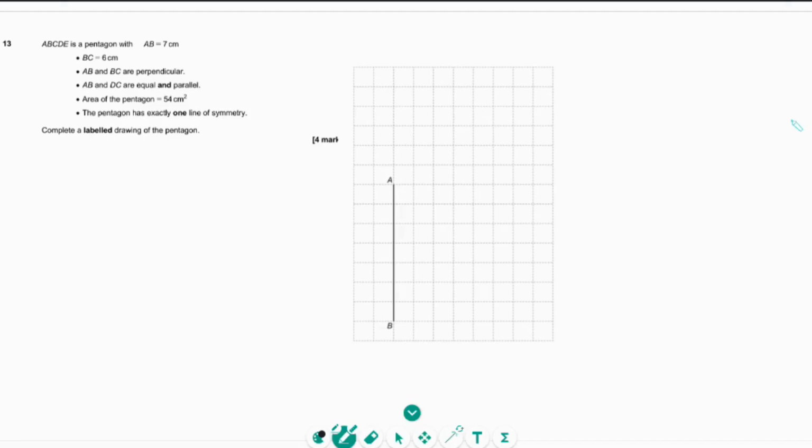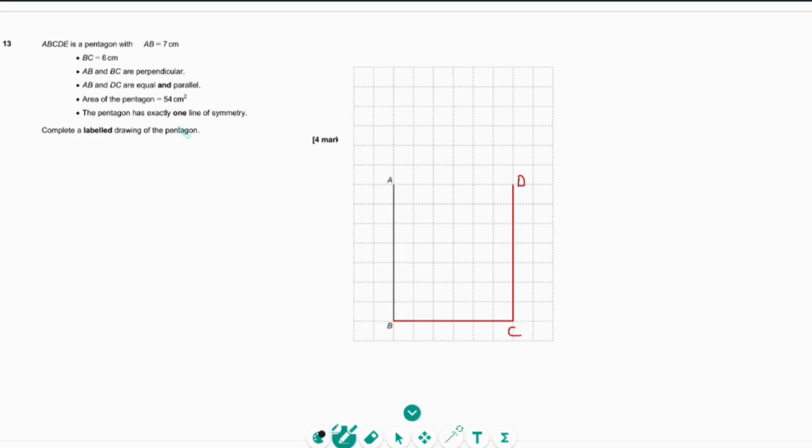ABCD is a pentagon with AB equals 7 centimetres. BC is 6 centimetres. AB and BC are perpendicular, which means they're at right angles. So we need 6. 1, 2, 3, 4, 5, 6. AB and DC are equal and parallel. Area of the pentagon is 54 centimetres squared.